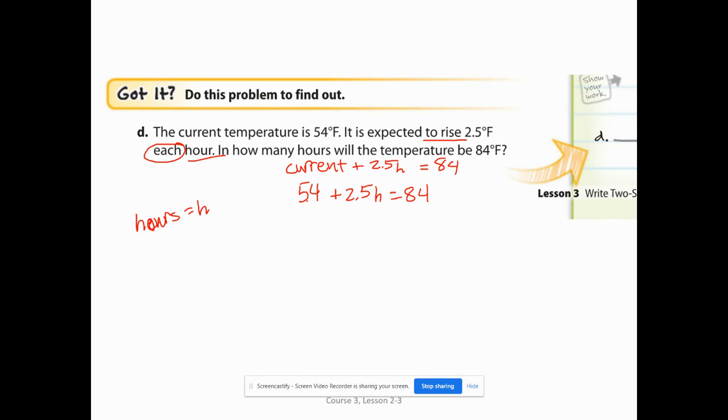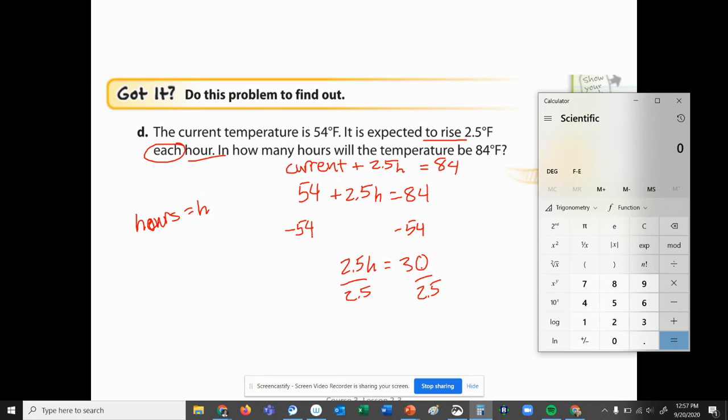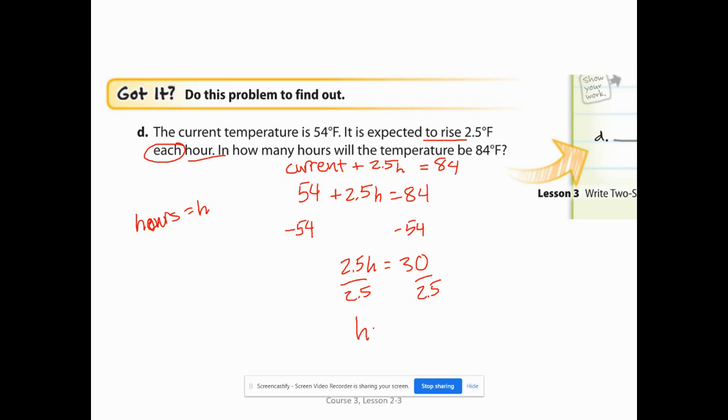If you didn't solve it correctly the first time, now that you have the equation, go ahead and take a second stab at it. Solve for H. And you should start by subtracting 54 on both sides. 2.5H is equal to 30, and we divide by 2.5. 30 divided by 2.5, I'm going to turn to my calculator for the sake of the video. 30 divided by 2.5 is 12. So the number of hours is 12. 12 hours is our answer.